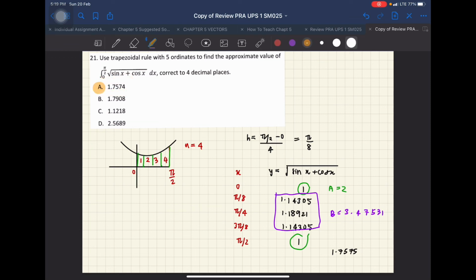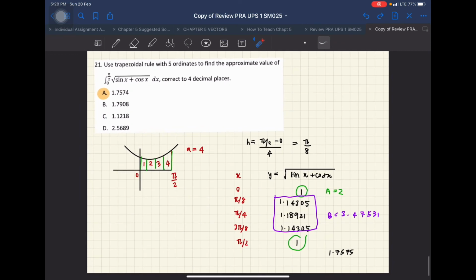The answer may differ slightly depending on how many decimal places we take. If you take 5 decimal places, why do we take 5 decimal places? Because the question gives us 4 decimal places, so the working must be in 5. When you do 5 decimal places, you will get this as your answer. If you get this one, I think you will get it if you do 4 decimal places only. So with 4, you will get this one. Right. So yeah, I think that's all for the discussion of our Pra UPS yesterday.